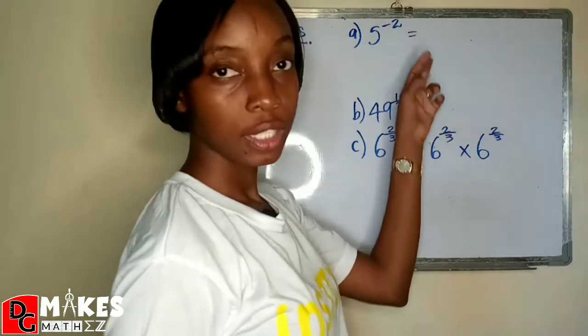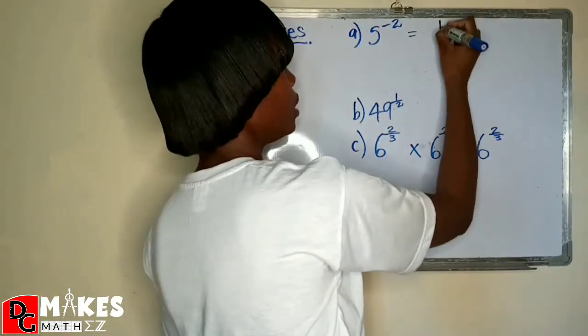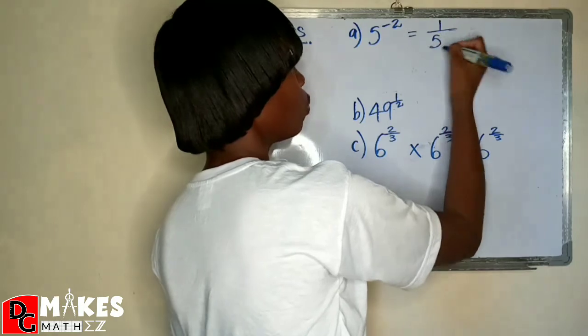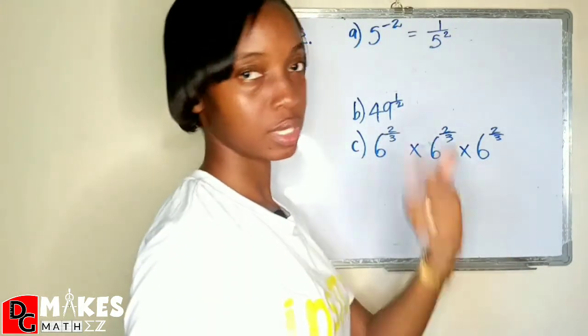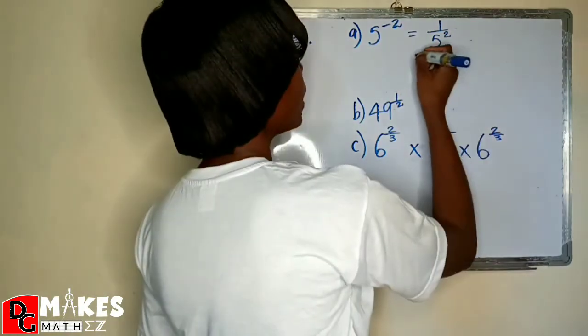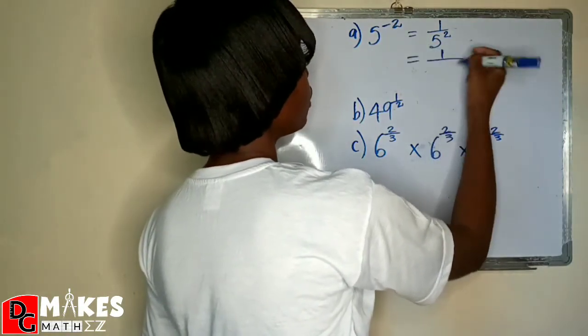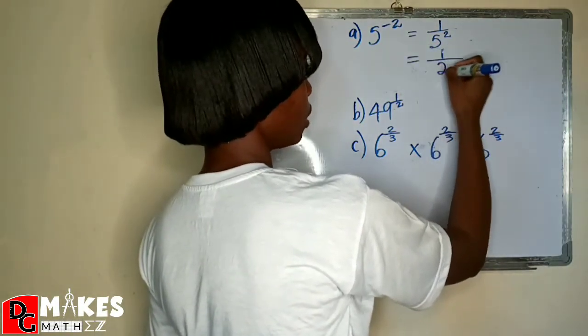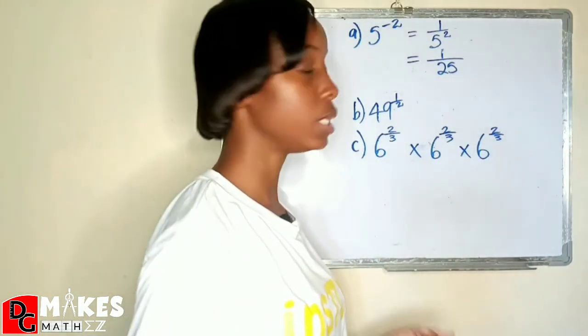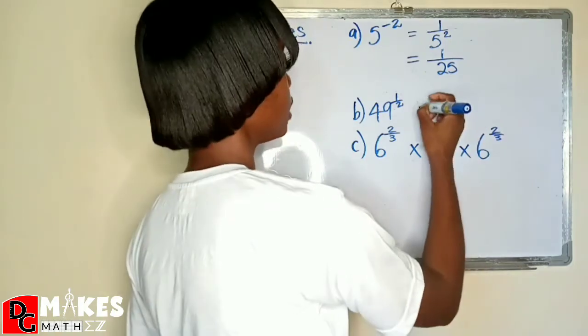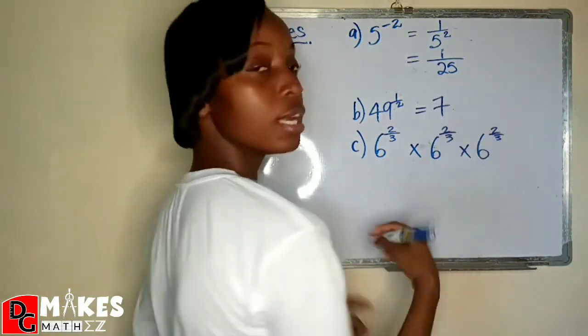We have 5 to the negative 2, and we know this can be rewritten as 1 over 5 to, not negative 2, but positive 2, because it's now in the denominator. All right, 1 over, and 5 squared is going to be 25. For 49 raised to the power of a half, we know that means square root of 49, and so we can go ahead and just write 7. Done.